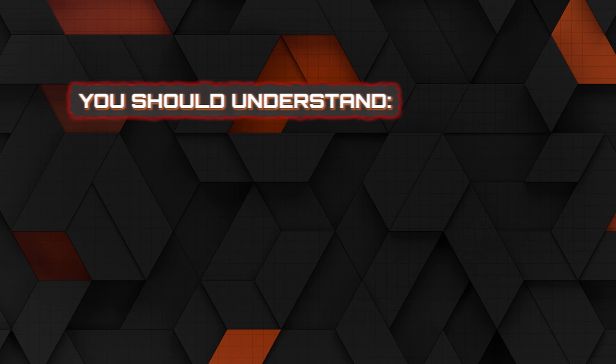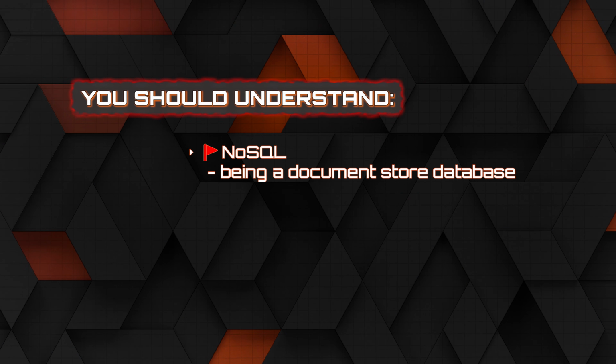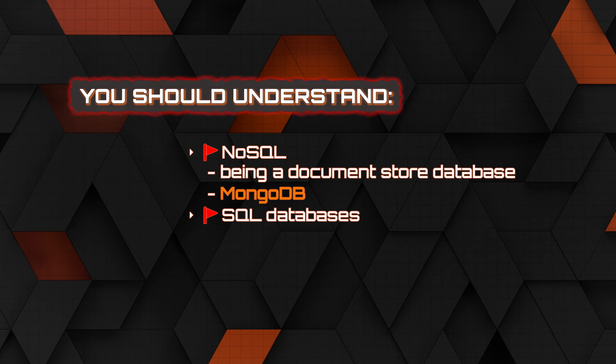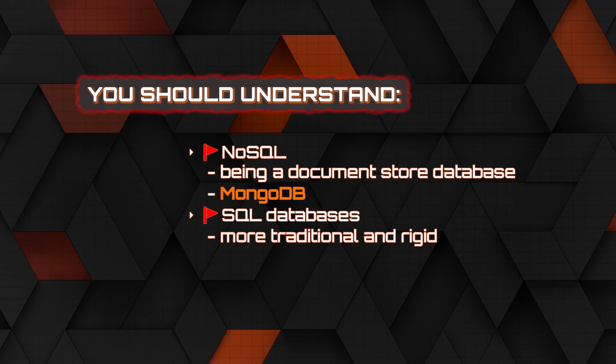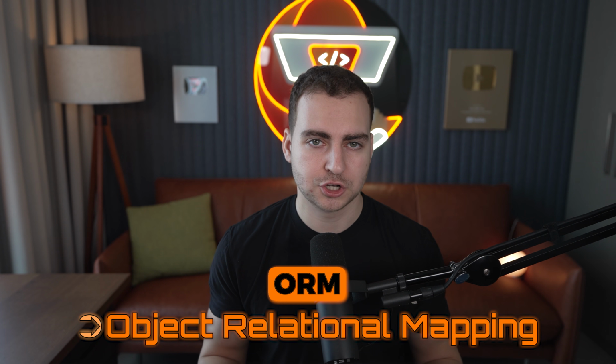So in this section, I want to talk about databases and ORM, which is an object relational mapping. Now, first things first, you should understand NoSQL databases and SQL databases and the difference between them. NoSQL being a document store database, something like MongoDB, and SQL databases being more traditional and more rigid, things like PostgreSQL. Now, within Python, it's very common to use something called an ORM. ORM stands for Object Relational Mapping.